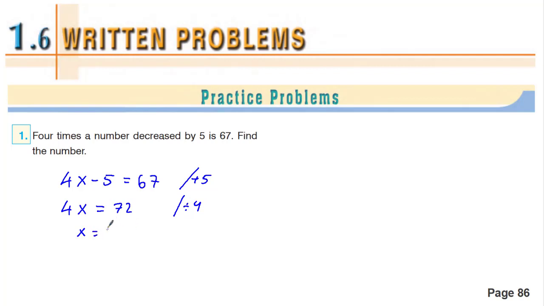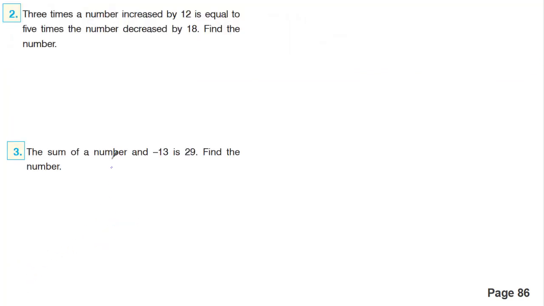x is 18. Next, 3 times a number increased by 12. 3 times a number, so 3x increased by 12 is equal to 5 times the number. It's the same number, so we should use the same variable. Is equal to 5 times the same number decreased by 18. If you set up the equation, again, it's very easy to continue on. So adding 18 and subtracting 3x, you get 2x is equal to 30. Dividing by 2, x is 15.